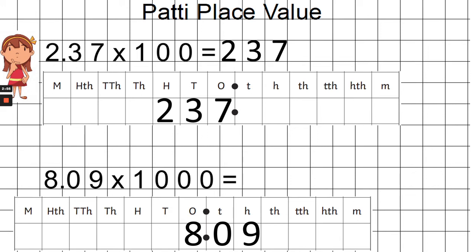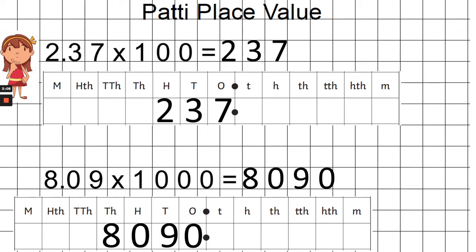Let's look at the second question. I've got 8 multiplied by 1,000. Well, that's 8,000. So I'll move my digits, keeping them all in the same order, and I'm going to use 0 as a placeholder. Give me 8,090. Great job if you got both of those.